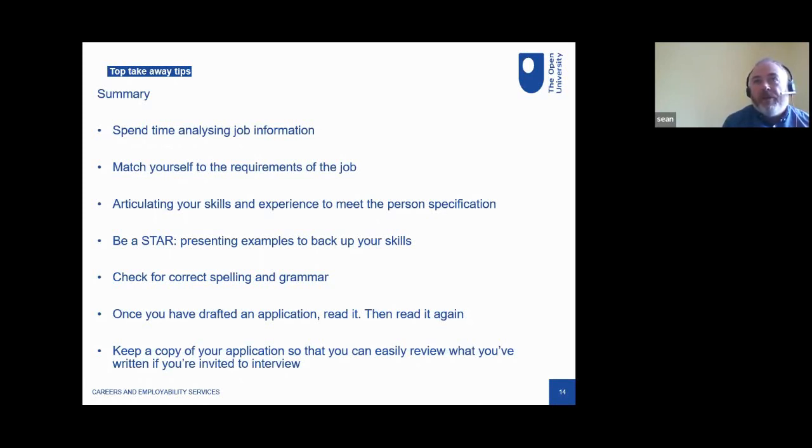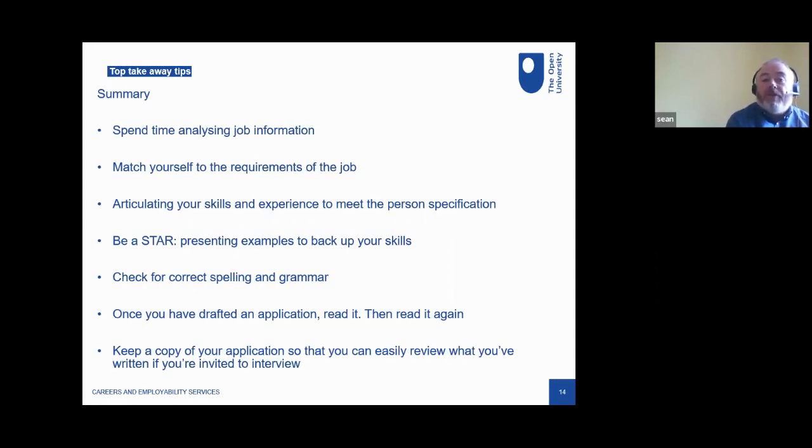It's all about making sure the skills that they're looking for are the skills that you're reflecting back. And the closer you can articulate your skills and experiences to meet the personal spec, the more success you will have and the greater chance of being called to an interview. So you might have all the skills and experiences. You could be the ideal candidate, but unless you can articulate that, get it down in writing, and then again at interview, you're not going to be as successful as you could be.